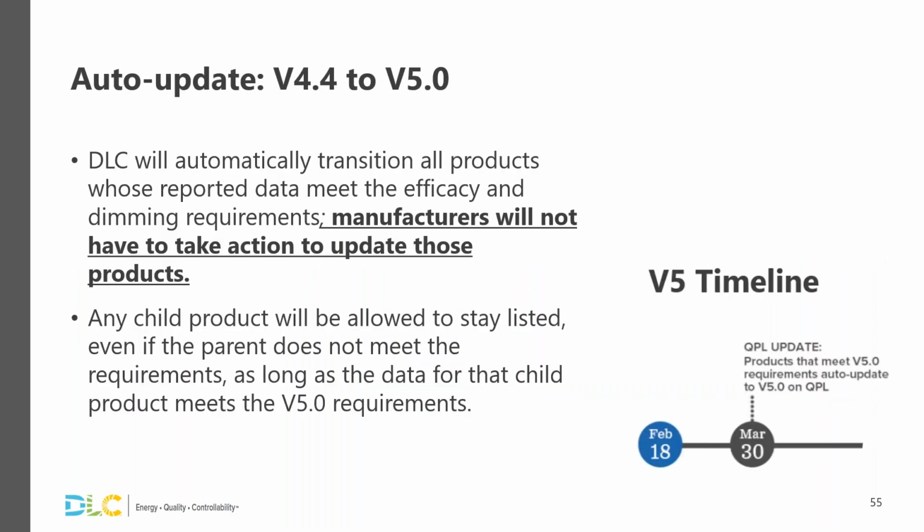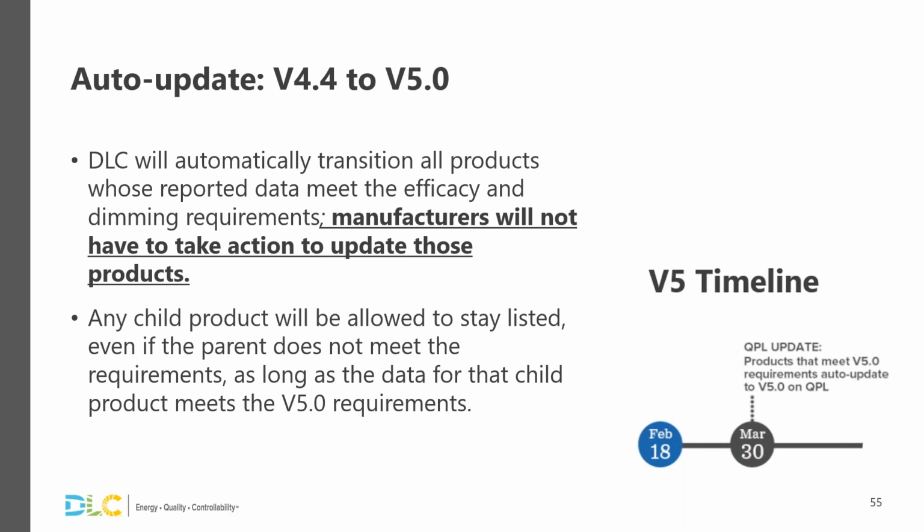One key milestone within this version 5 timeline is the auto update from version 4.4 to 5.0. On March 30th, DLC will automatically transition all products whose reported data meets the efficacy and dimming requirements from version 4.4 to 5.0. Manufacturers will not have to take any action for this update. This will be automatically done on the QPL. This is going to allow our utility members to reap the benefits of our new 5.0 requirements sooner than it was projected or displayed in our previous drafts.